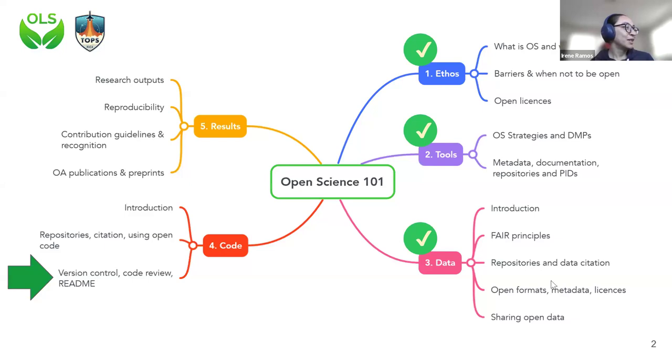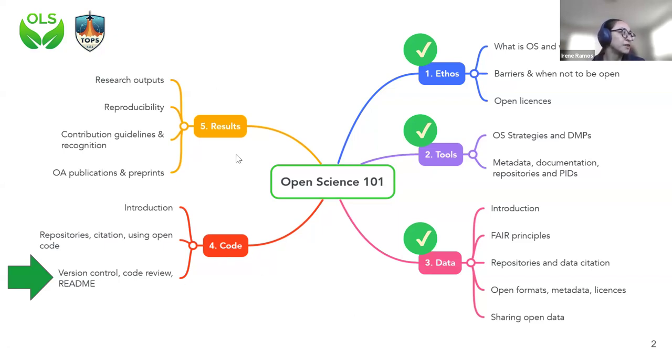Okay, yeah. So as I was saying, we are in the second part of the code module. And in the Tuesday session, we got an introduction to what open code is and some ways to use it, places where we can find open code, like repositories and GitHub, and how to cite open code as well. So this session will be a little bit more practical, and we're going to dive into how to do version control, code review, and the details of a README, which is the documentation for open code.